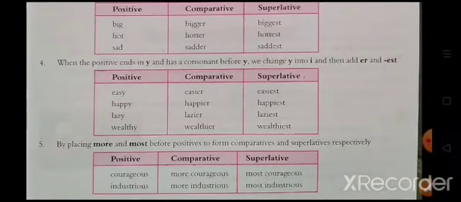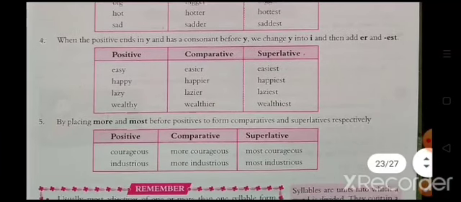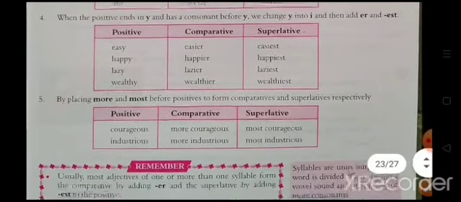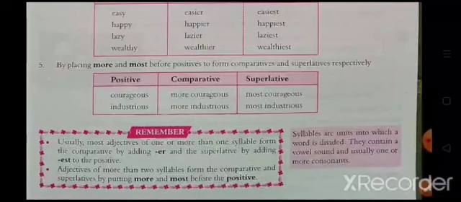When the positive ends in y and has a consonant before y, we change y into i and then add er and est. The examples are given over here: easy, easier, happy, happier, lazy, lazier, wealthy, wealthier. Now in the superlative degree, easiest, happiest, laziest, wealthiest. By placing more and most before the positive to form the comparative and superlative respectively. Courageous, more courageous, most courageous. Industrious, more industrious, most industrious.